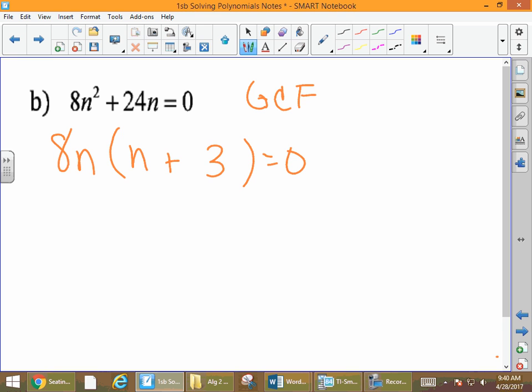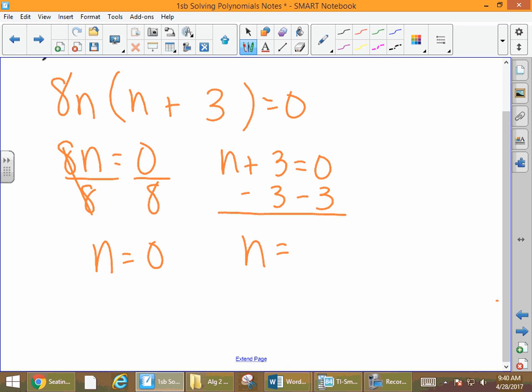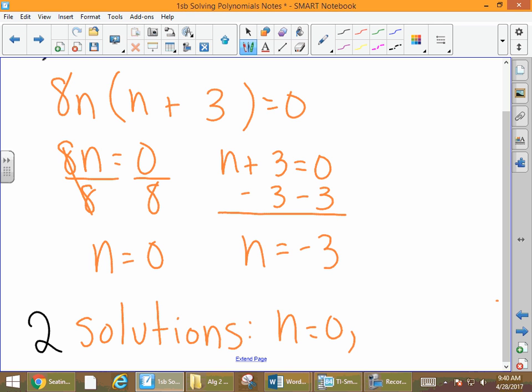And once we get that, we're going to set each factor equal to 0. Because we want to solve now. It's 8n equals 0. And n plus 3 equals 0. So when we divide both sides by 8, we get n equals 0. When we subtract 3 from both sides, we get n equals negative 3. So once again, because this is a quadratic, our highest degree is 2, we will have 2 solutions. And those solutions are n equals 0 and n equals negative 3.